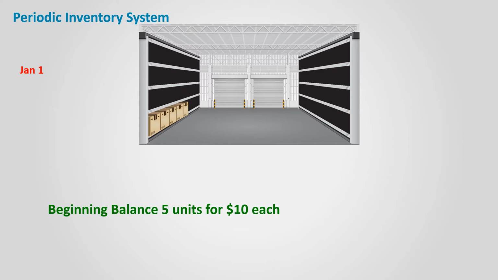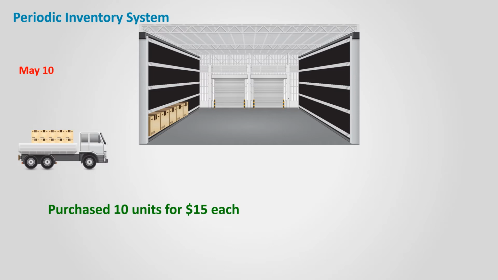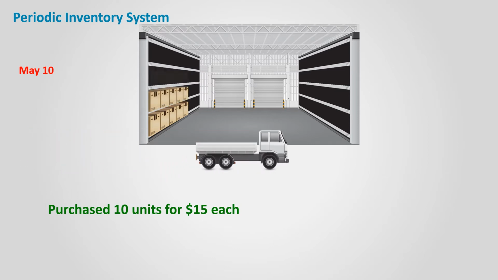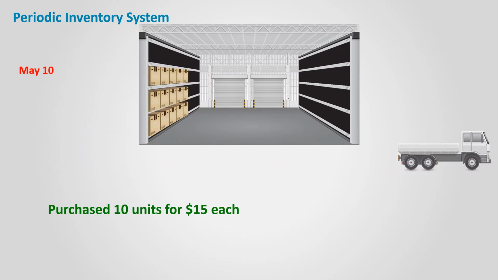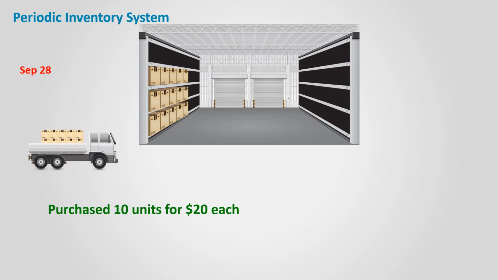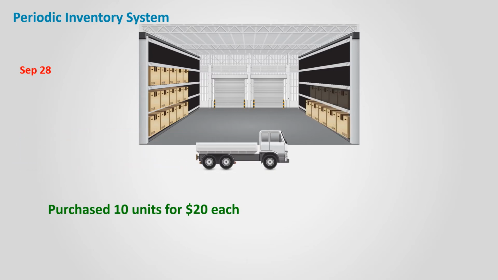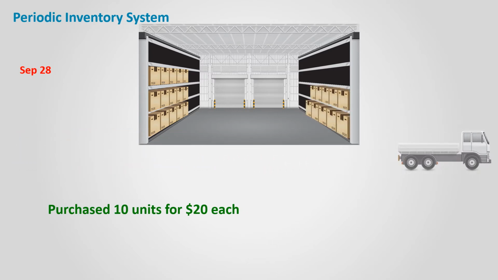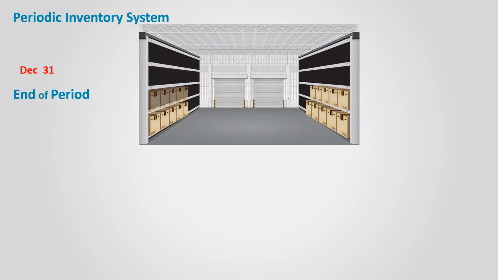The business has beginning balance of 5 units for $10 each. On May 10, it purchased 10 units for $15 each. On September 28th, it purchased another 10 units for $20 each. The business took a physical count and found that there are only 7 units left in the warehouse.